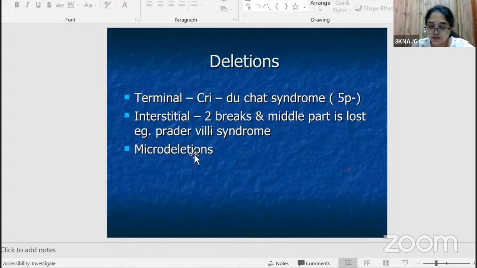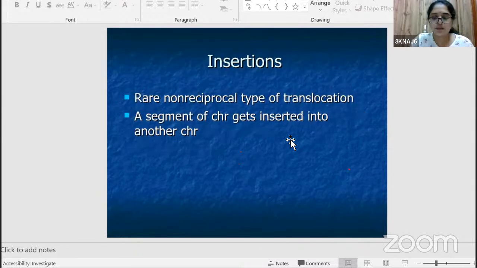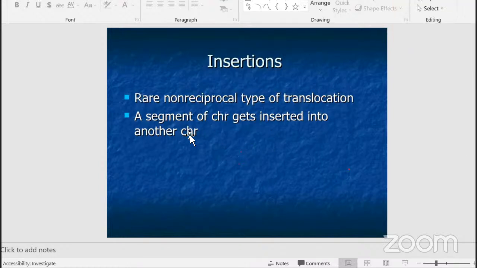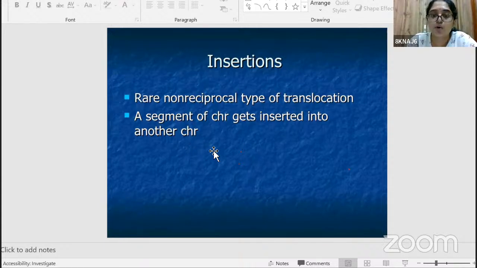And in other deletions, you get to see that usually it is seen in the distal end of the short arm, that is the P arm. Other deletions are the deletions of 18p, 18q, 22q, 15q, etc. So they are clinically severe, and you can get to see duplications. So these are basically microdeletions in nature. And in the case of insertions, you get to see that there is a rare non-reciprocal type of translocation wherein a chromosome gets inserted into another chromosome.